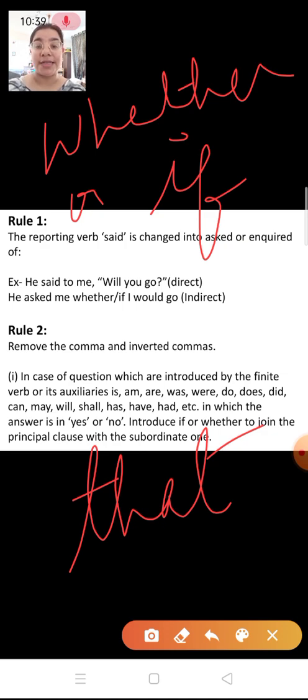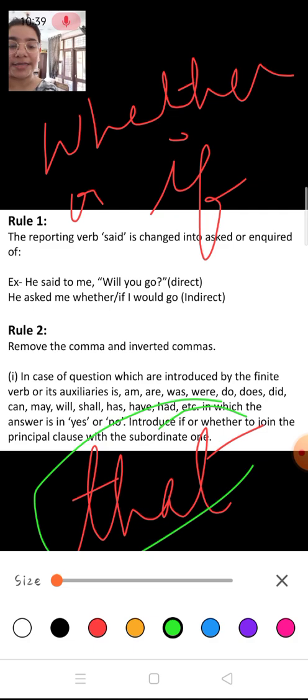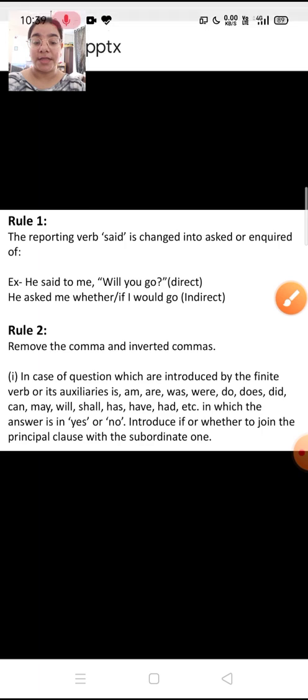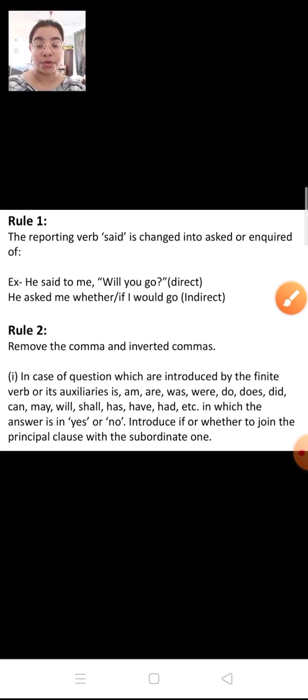And the second thing is that the connector, which is connecting the two clauses, the main clause and the subordinate one, will not be that. We are not going to use that there. What we are going to use is whether or if. These two things are very important to remember: you are not going to use said in an interrogative sentence. Use asked or inquired of. Second thing, don't use that while you are converting an interrogative sentence. You are going to use if or whether to join the sentences.